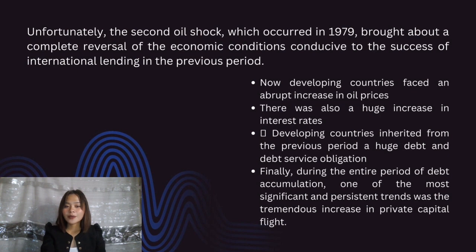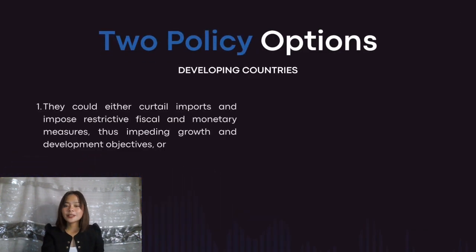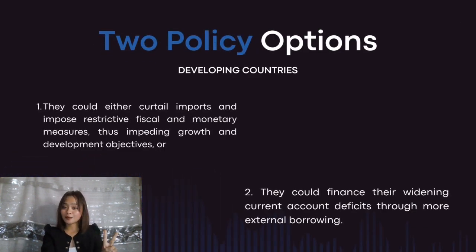Moreover, developing countries inherited from the previous period a huge debt and debt service obligation, which was made even more onerous by burgeoning interest rates and more precarious as a result of bunching of short-term maturities. Finally, during the entire period of debt accumulation, one of the most significant and persistent trends was the tremendous increase in private capital flight. Facing this critical situation, developing countries had two policy options.